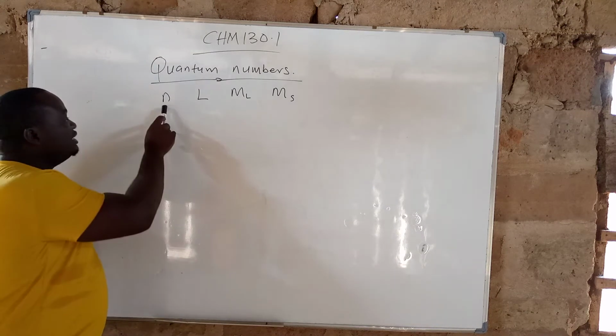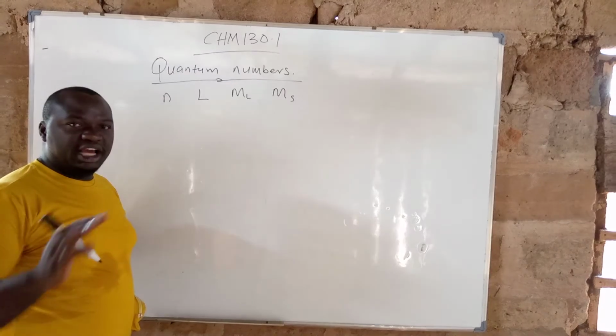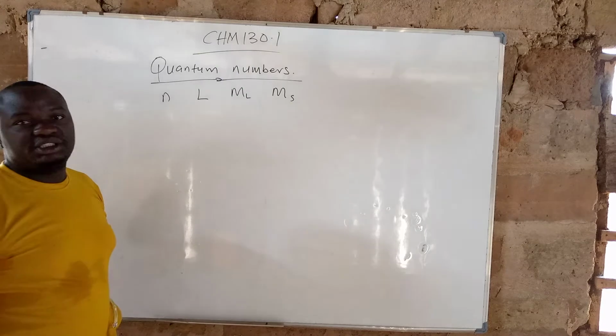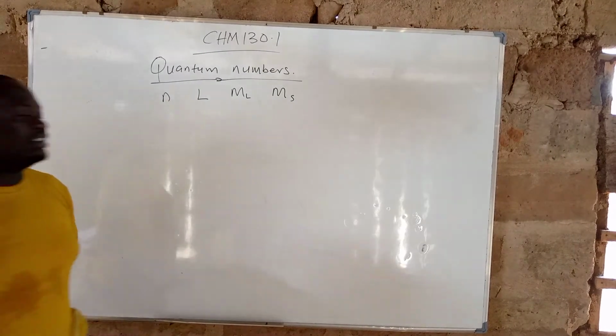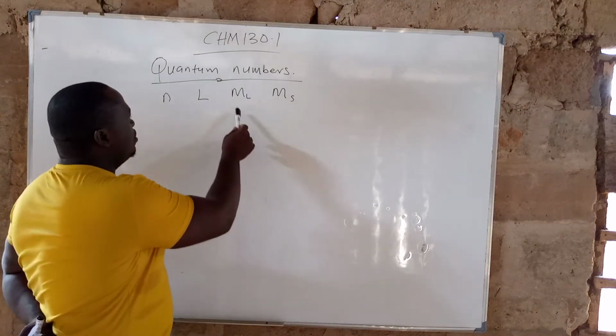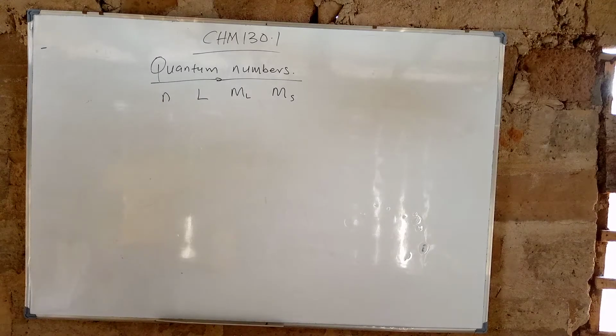Now, the principal quantum number describes the energy of the shell. The L, which is the azimuthal quantum number, describes the shape of the orbital. Now, the ML and the MS. The ML specifies the orbital within the subshell. Like I said, it specifies the orbital within the subshell.